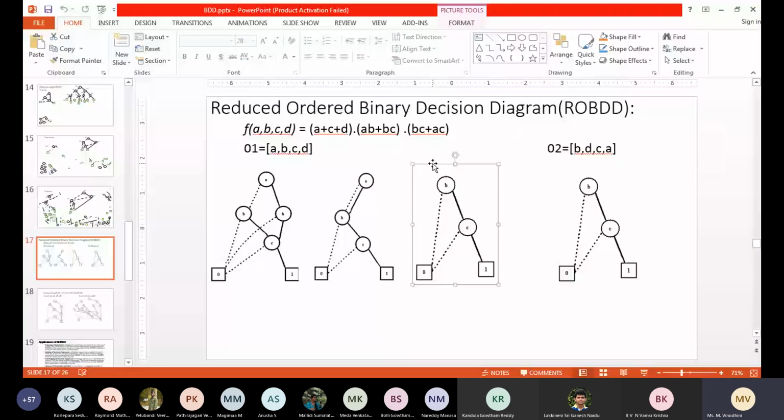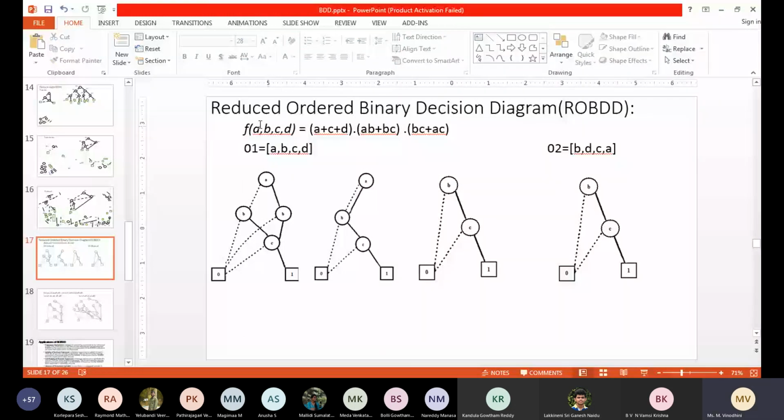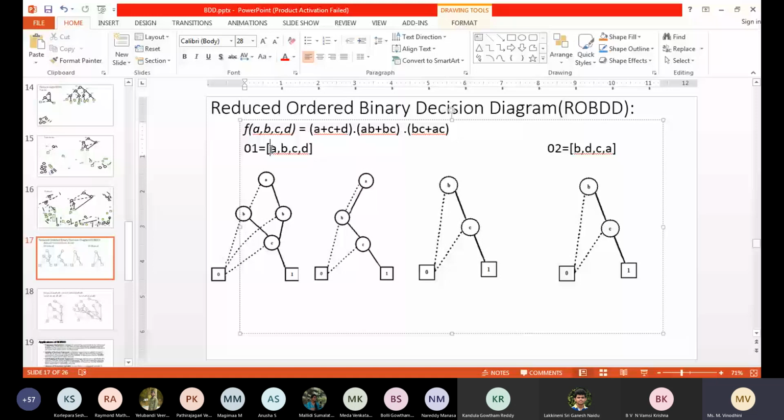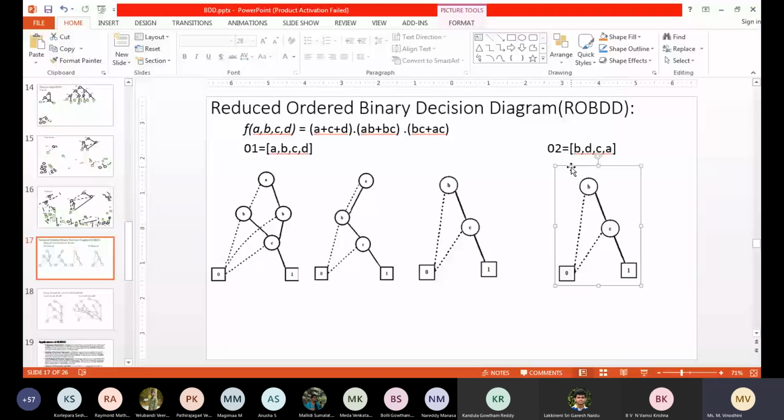Okay, I got this ROBDD. Now, for the same expression, instead of following ABCD, I have followed BDCA. I got another diagram, which is the same as whatever I got here. So this is also in reduced form. This is also in reduced form.